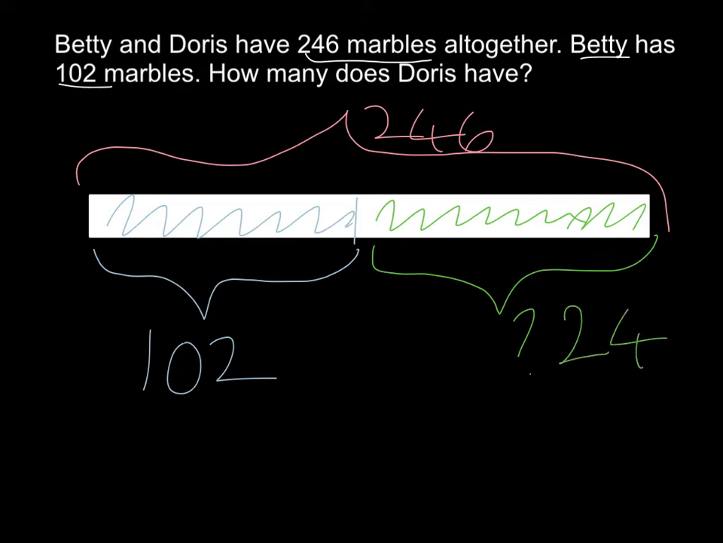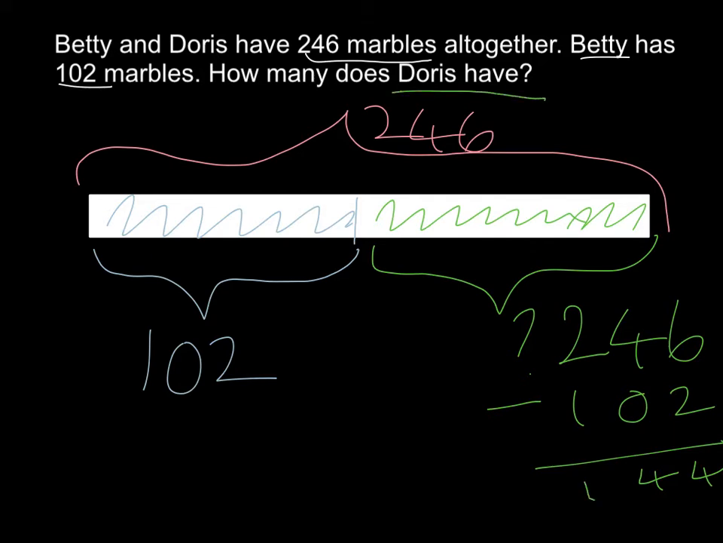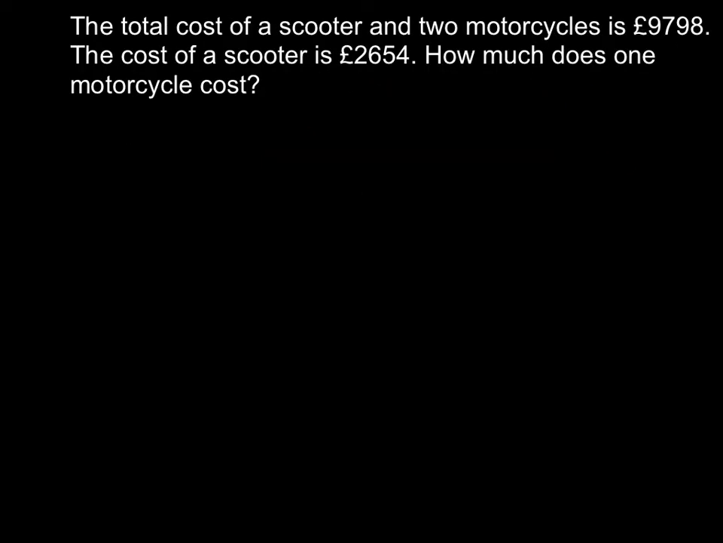So, I can do my calculation over here. So, 246 take away 102. 6 take away 2 is 4. 4 take away nothing is 4. And 2 take away 1 is 1. So, how many does Doris have? She has 144 marbles.